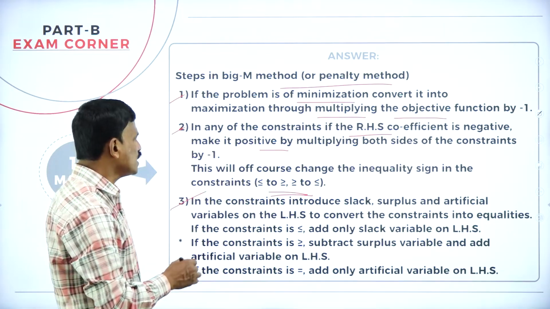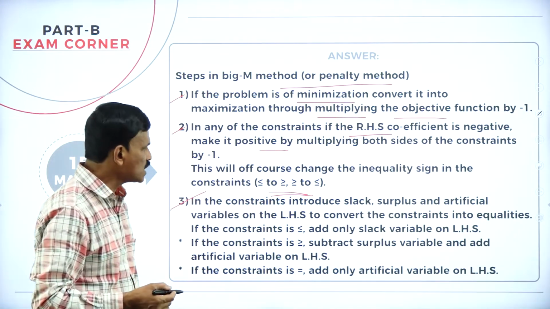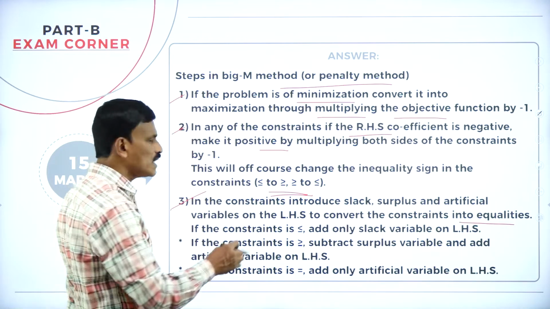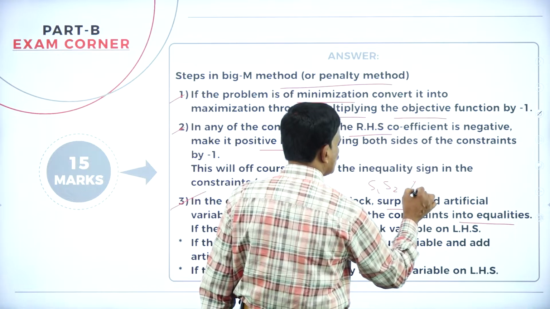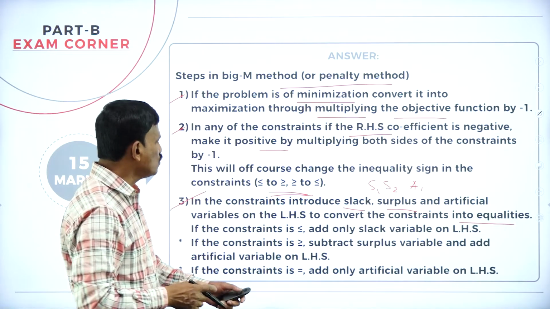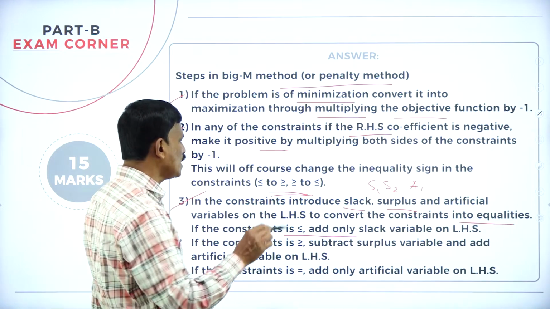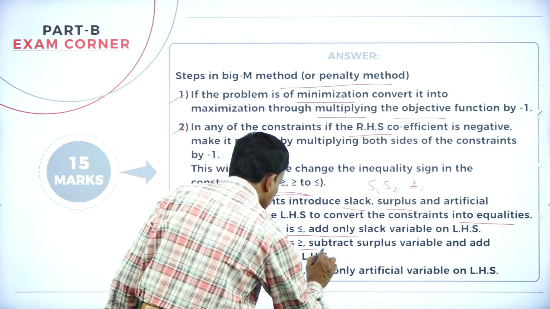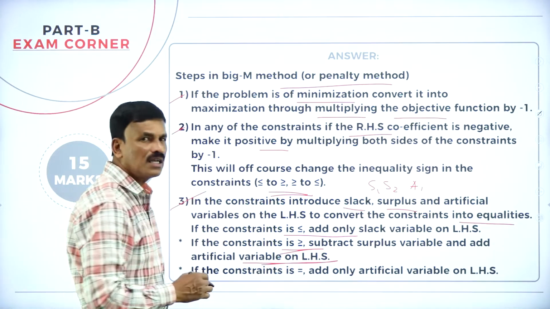Next, in the constraints, introduce the slack and surplus variables and artificial variables on the left hand side to convert the constraints into equalities. So introduce slack and surplus variables like S1 and S2, and artificial variables like A1, A2, etc. If the constraint is less than or equal to, add only the slack variable. This is very important. If the constraint is of the form greater than or equal to, subtract the surplus variable and add the artificial variable on the left hand side.